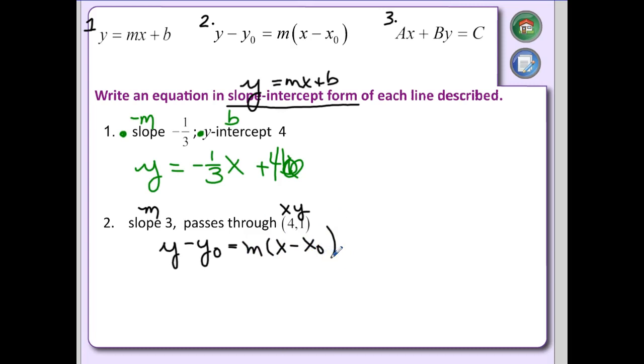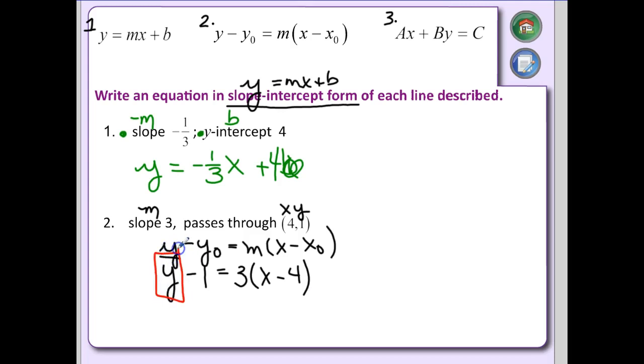So now that we've figured out by the information they gave me what equation to use, now we just need to plug in the numbers and do the math. So here we go. We've got y minus, what's in the y position? 1 equals m. They told me m was 3, x minus 4. Now remember, I'm supposed to get it into slope-intercept form, so I need to get y alone. We need to get y by itself.